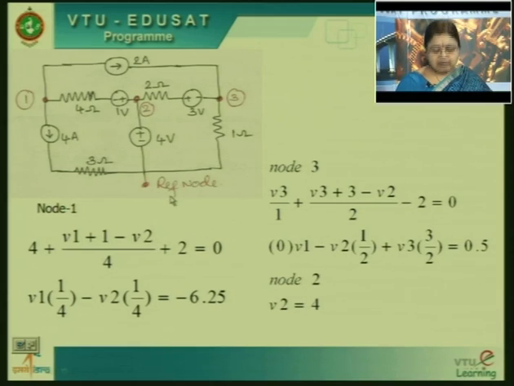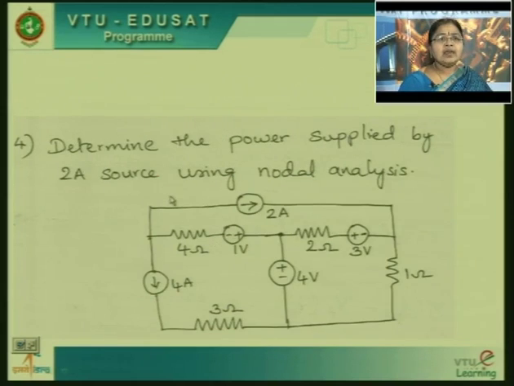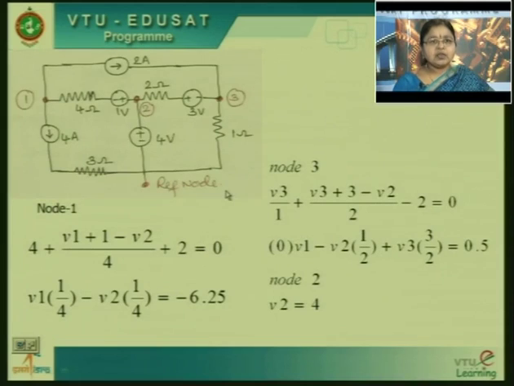What I have to calculate? Let me see what we have to calculate. Determine the power supplied by 2 ampere source using nodal analysis. I need to find out power supplied by this current source using nodal analysis. So, as per the nodal analysis, first I have identified the 4 nodes. One node I have taken as the reference node. Remaining nodes I have given as the name V1, V2 and V3.